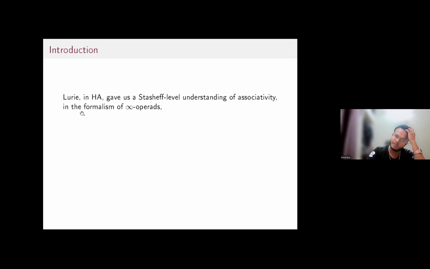And now here's the actual introduction. Lurie basically gives us a Stasheff-level understanding of associativity in the formalism of infinity operads. So what does that mean?